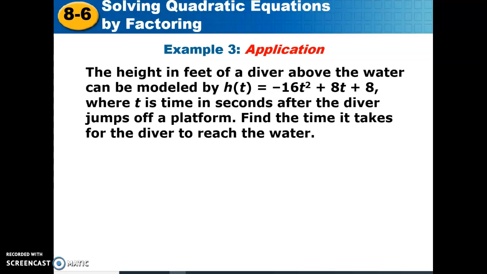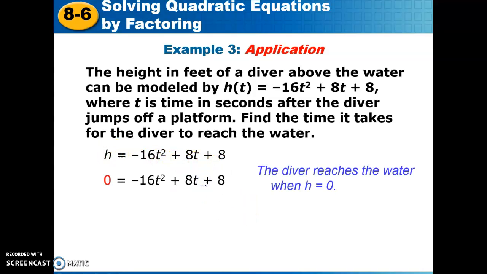The h stands for height. The t stands for time. We want to find the time it takes for the diver to reach the water. Okay, so the important thing here is this equation. That's about it. So what we're going to do is set up our equation, and you have to think about it. The diver is going to reach the water when you're at the height of 0. That's kind of like where the ground is, where the water is. Okay, that's 0. So we're going to set this equal to 0.